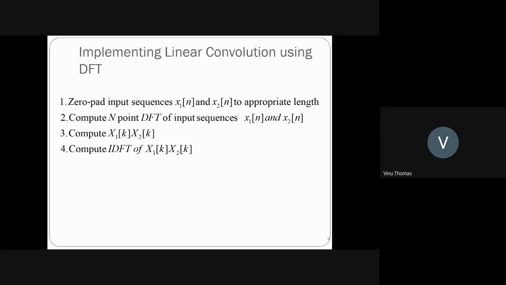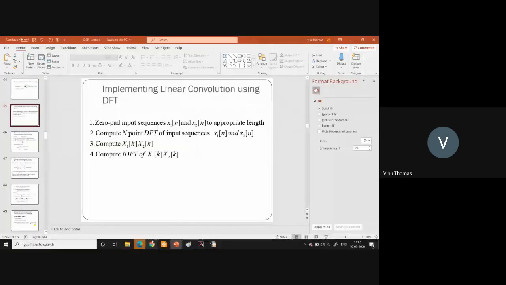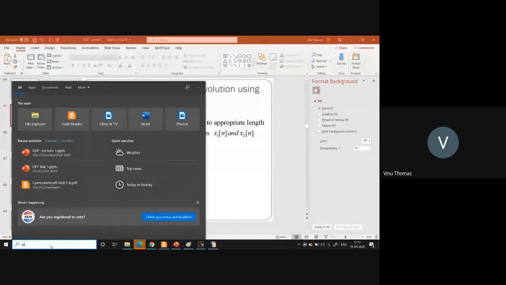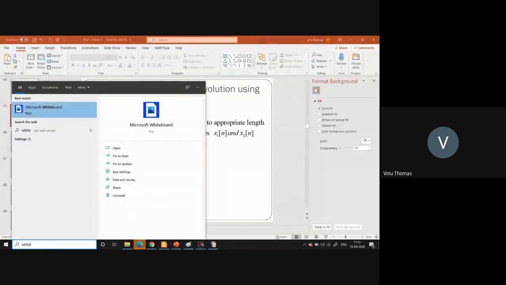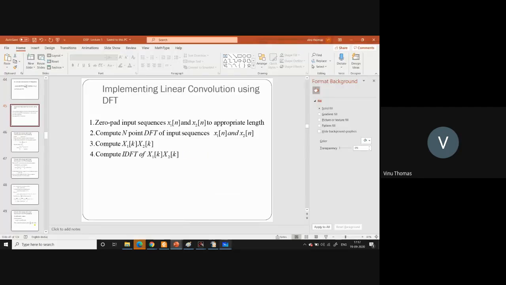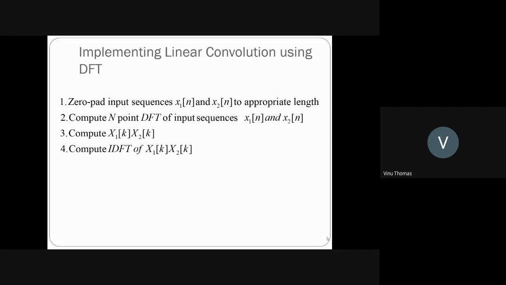So in the previous class, we had seen that we could implement linear convolution by means of circular convolution, right? And we had interpreted circular convolution primarily as a time-aliased linear convolution. And you had also seen how we can implement linear convolution using the discrete Fourier transform.